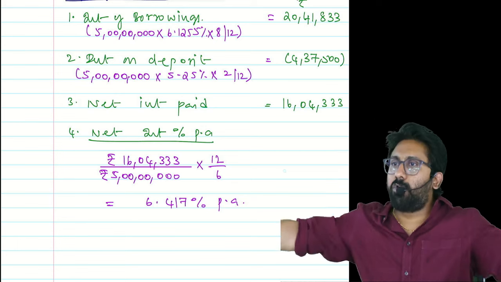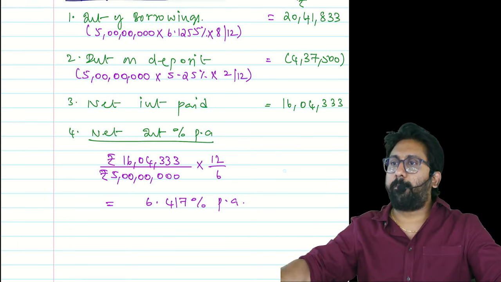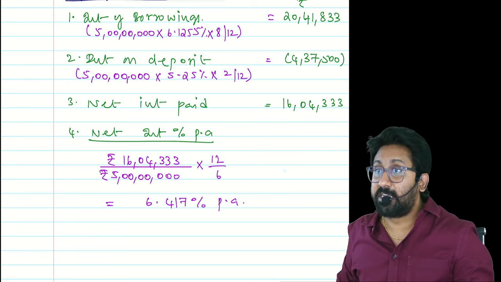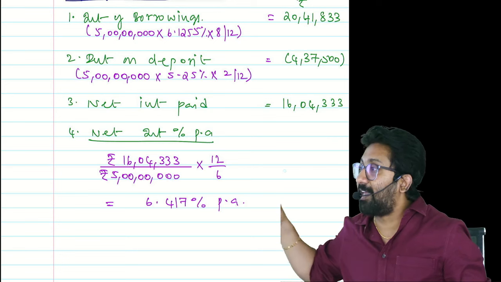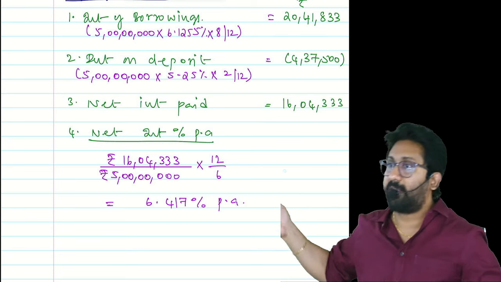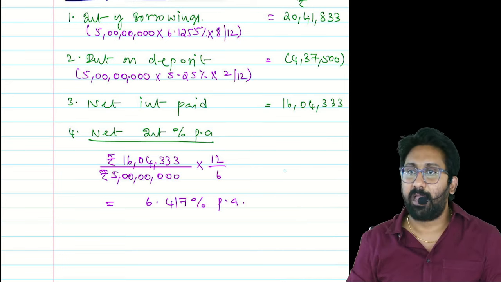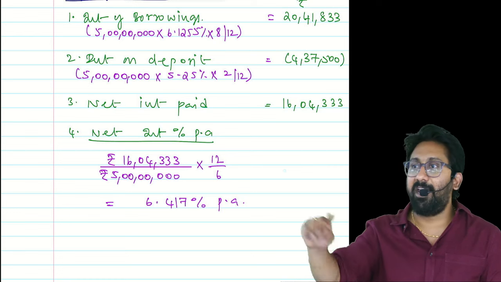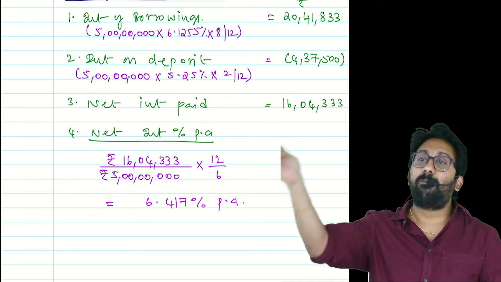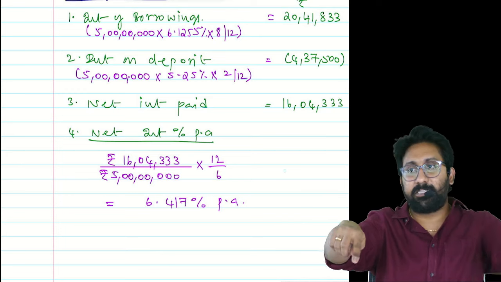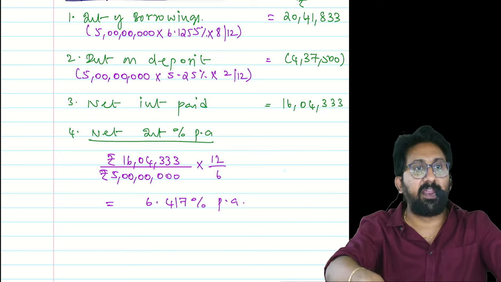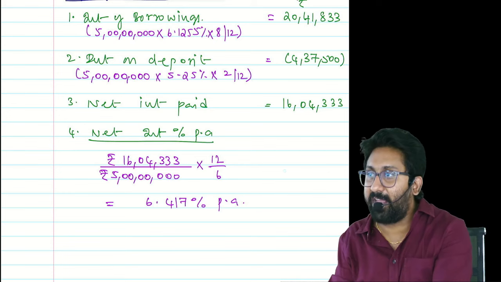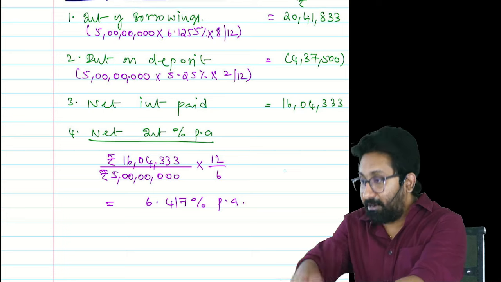You will not do borrowing, you will not do deposit. If you would have done both of these, what is the net rate? 6.417. That rate the banker will give is called a forward rate, FRA. Really you will not borrow, really you will not deposit. If you would have borrowed for 8 months and deposited for 2 months, what would be the rate? 6.417. That is a rate quoted by the bank to you today to prevail after 2 months for the next 6 months.